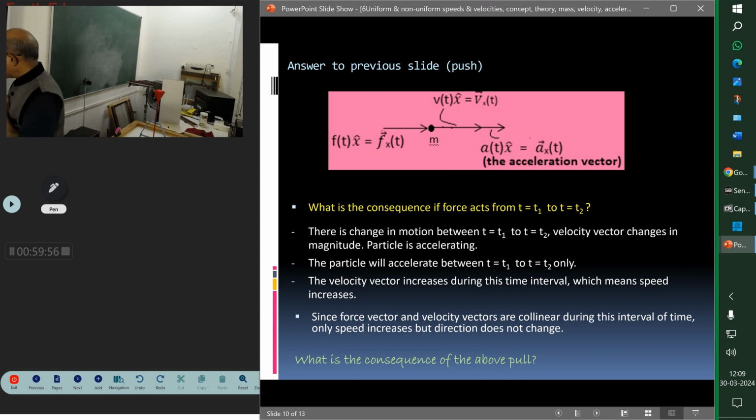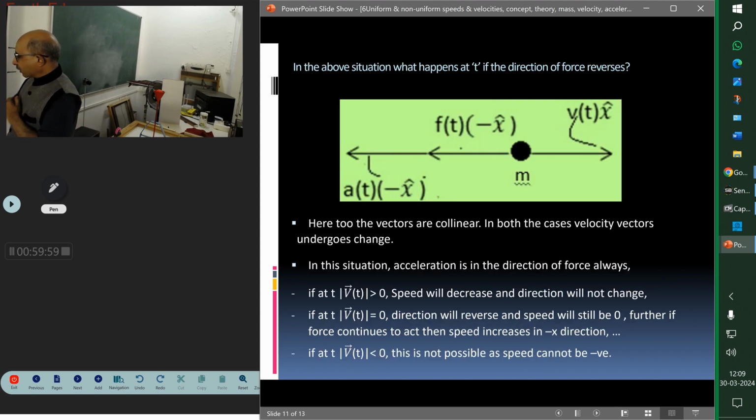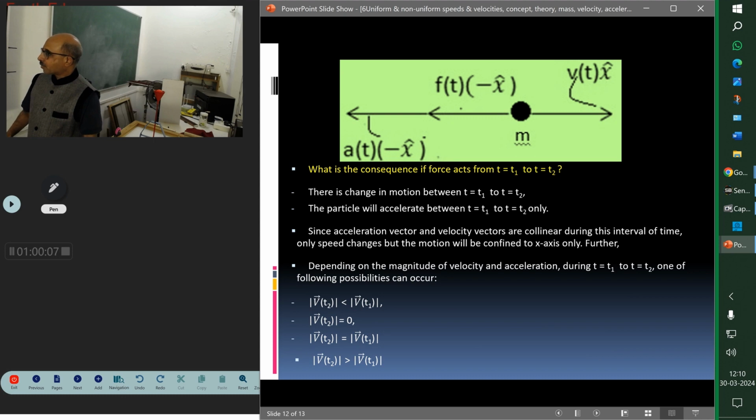So we have discussed this. This possibility is not there, and that is the answer that you have to write. Right. Now, next one. What is the consequence if the force acts from time t1 to t2?